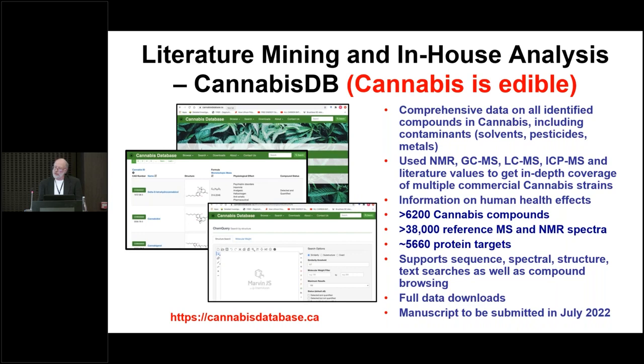The general references usually say there are 500. That's wrong. We've also been able to get reference spectra, but we've also highlighted all of the targets that many cannabis compounds act on in the human body, because it's also a drug. We're hoping to wrap up the manuscript. The database itself is online and has been for a while.